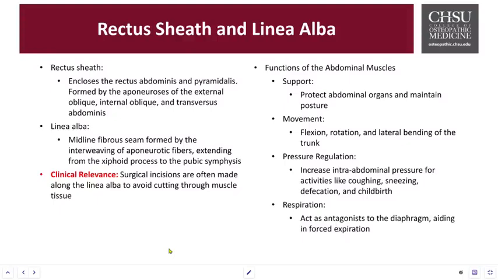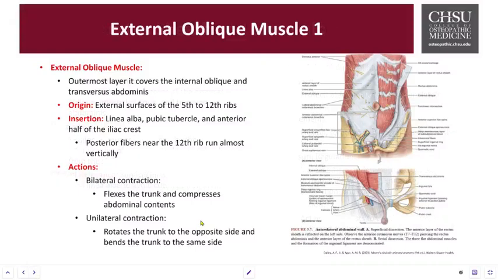So on the right, you have some of the key functions of these abdominal muscles, like supporting movement, pressure regulation, and of course respiration. When considering these individual flat muscles, we must focus on clinical injury patterns. So we'll start with the external oblique muscle. This is the most outer layer and covers the internal oblique and transverse abdominis. The origin is from the external surfaces of the 5th to 12th ribs, and it inserts to the linea alba, the pubic tubercle, and the anterior regions of the iliac crest.